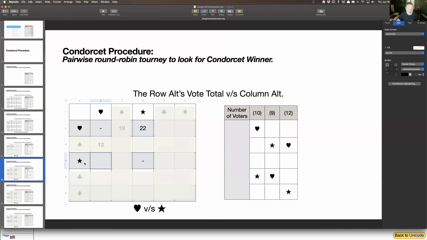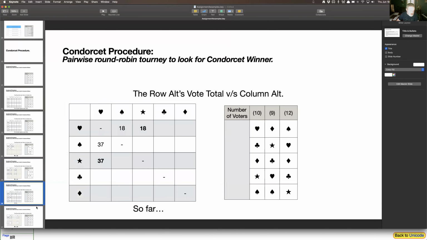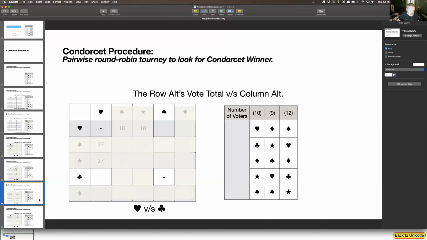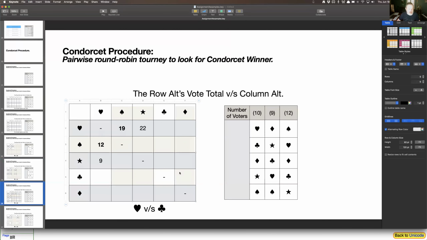And then down here, stars against hearts, it gets 9, right? Because the row is the total for that pair. All right. So get rid of that slide and that slide and this slide. Now we are on hearts against clubs.